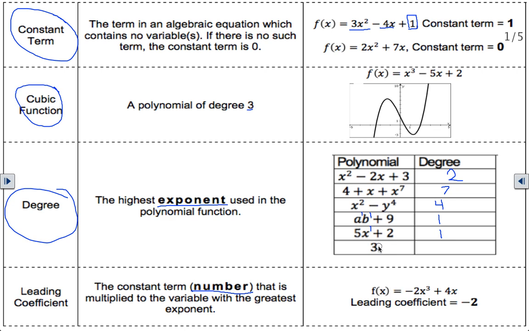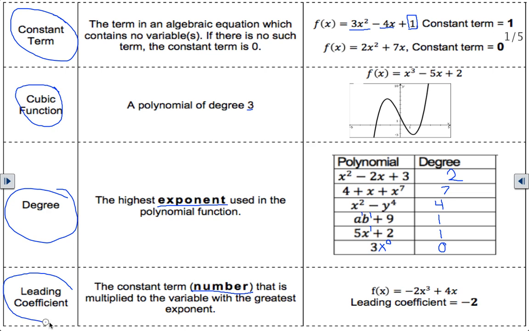Now notice here I don't have a variable. Well, I could, and it would be x raised to the 0 power. So the degree is 0. Honestly, this is not really a polynomial, but you can at least see the degrees. So the degree is just the highest exponent.